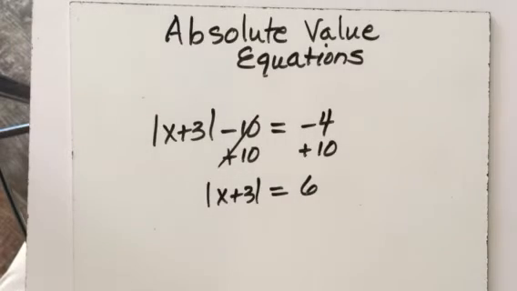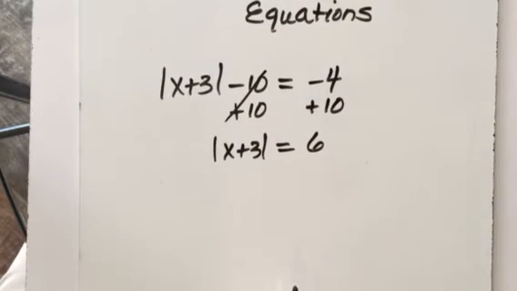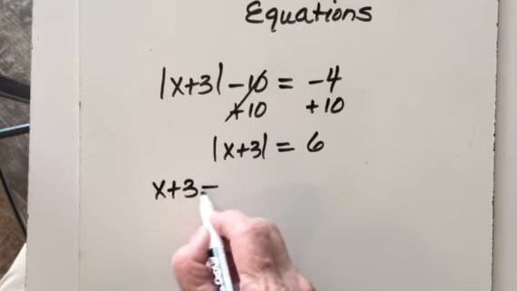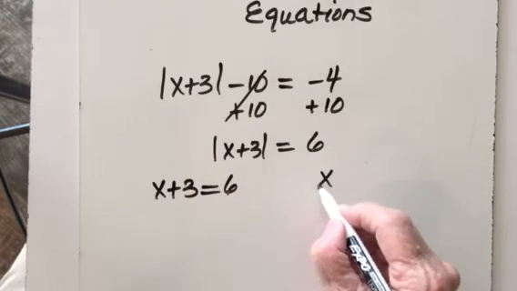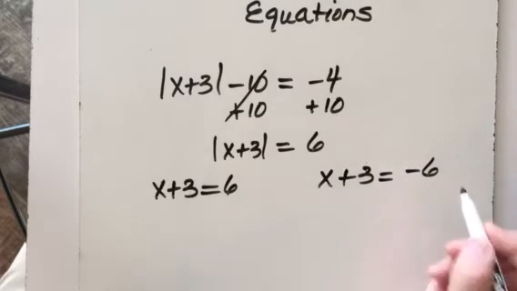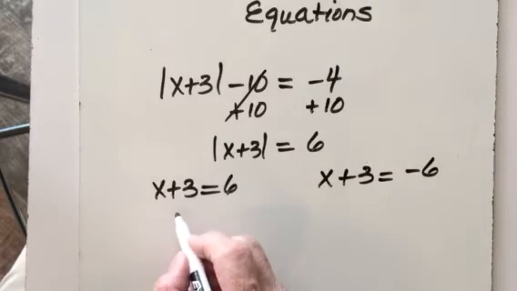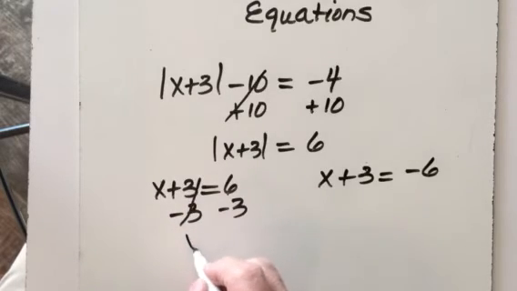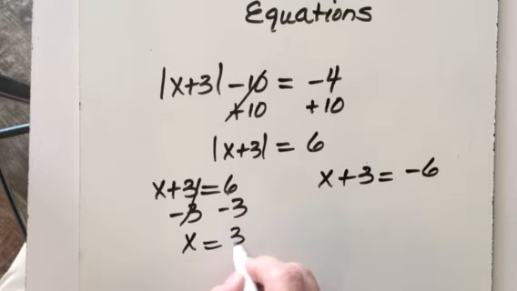We have to set it up in two different equations. x plus 3 equals 6. x plus 3 equals -6. Again, -3 on both sides. x equals 3.